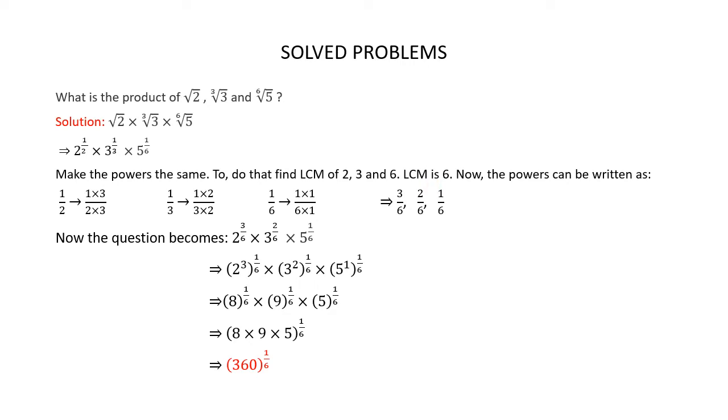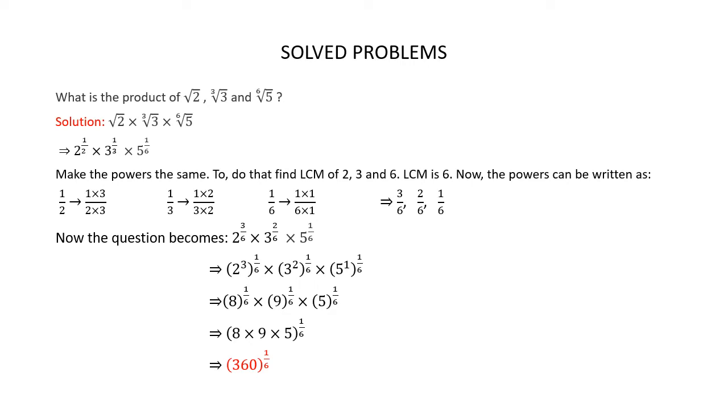Now the powers can be written as 1 by 2 can be written as 1 multiplied by 3 divided by 2 multiplied by 3, because since the LCM is 6, you are making the denominator as 6. So 2 multiplied by 3 is 6. So numerator also you have to multiply by 3.